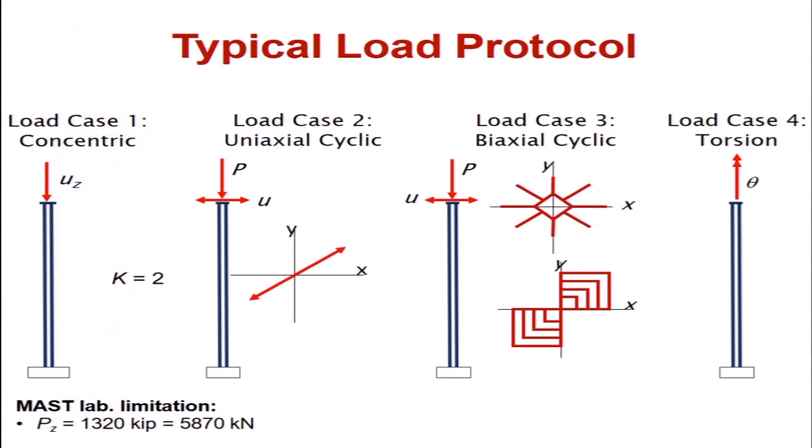And we ran a very complex set of tests for each specimen. We first started with case one, which is a concentric load case, or the Euler buckling, if you want to think about it this way. The second one was a uniaxial cyclic test. A third was a biaxial test, and we finally did some torsion on these specimens.